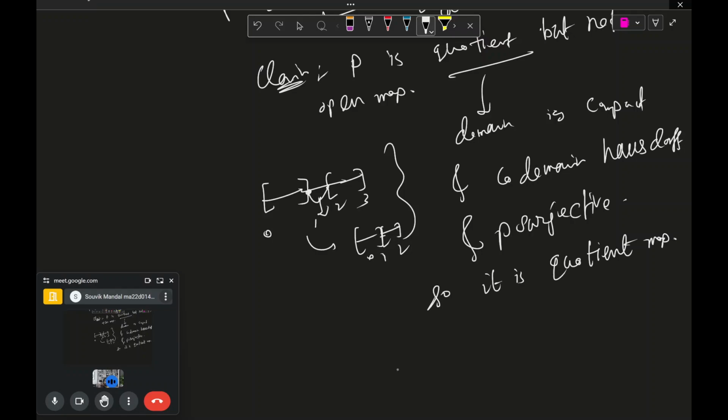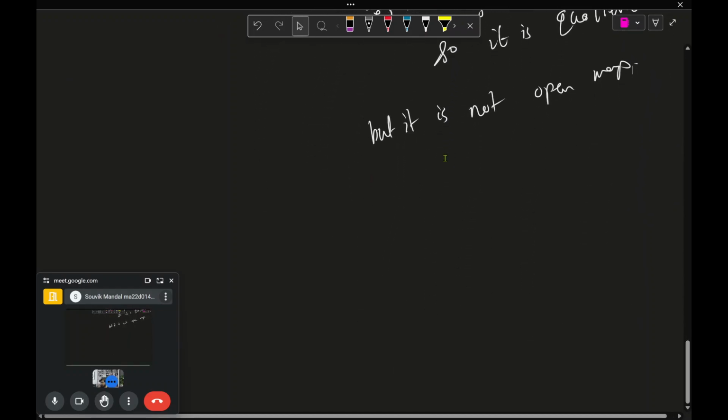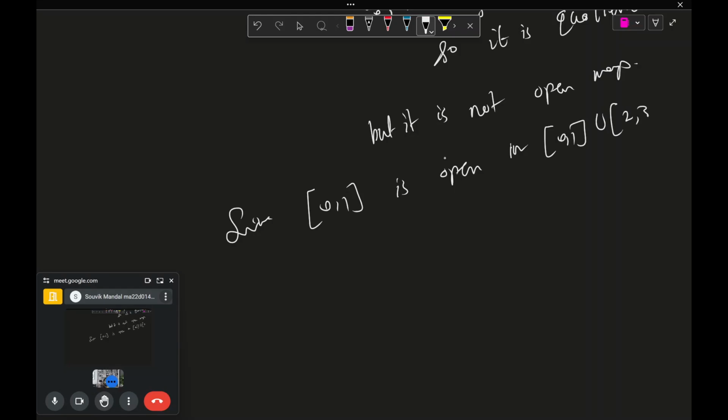Okay, so it is a quotient map, but it is not open. Why? Because, first, observe that [0, 1] is open in [0, 1] union [2, 3].